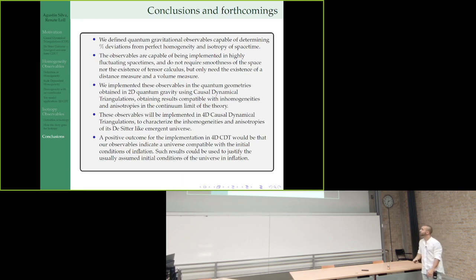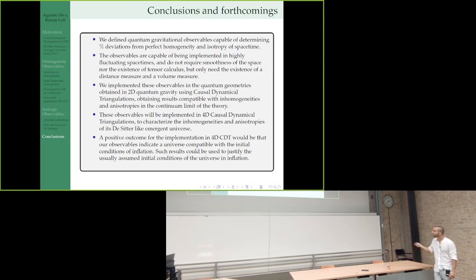So I will jump to my conclusions because I think I'm running out of time. We defined quantum gravitational observables capable of determining percentile deviations from perfect homogeneity and isotropy of spacetime. These observables are capable of being implemented in highly fluctuating spacetimes, such as the ones that appear in causal dynamical triangulations. We implemented them in 2D, and the results indicate that there could be some residual anisotropies and inhomogeneities in the continuum limit. Again, this is not something physical, it's just a toy model.